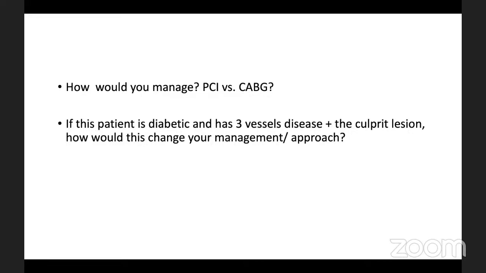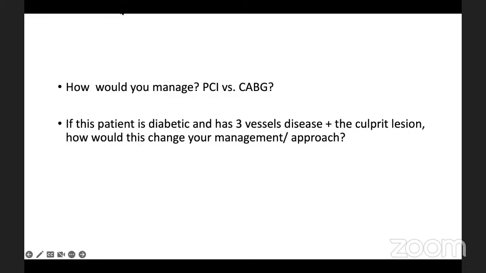So the indication for coronary bypass in an acute STEMI patient, I'm sorry, I'm in clinic and they're trying to close, but it's okay.